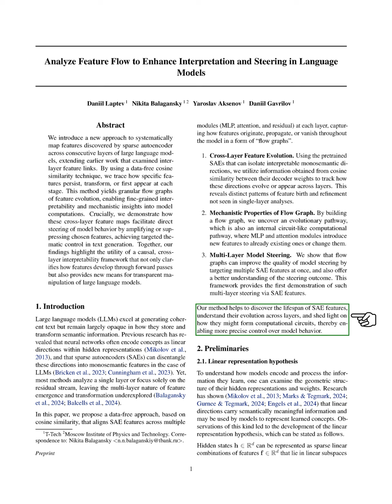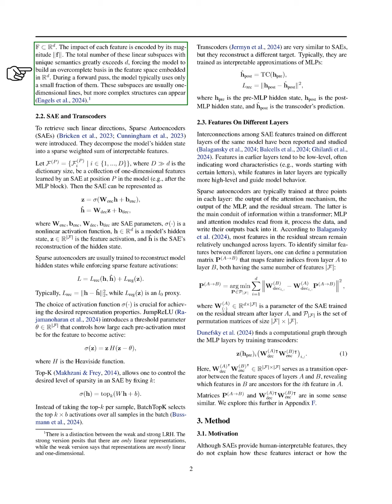behavior. To lay the groundwork, we discuss the linear representation hypothesis, which posits that hidden states can be expressed as sparse linear combinations of features within specific subspaces. Each feature's influence is determined by its magnitude, and the number of unique semantic subspaces far exceeds the dimensionality of the model, necessitating an overcomplete basis in the feature space. During processing, the model typically utilizes only a small subset of these subspaces, which are generally one-dimensional but can also take on more complex forms.